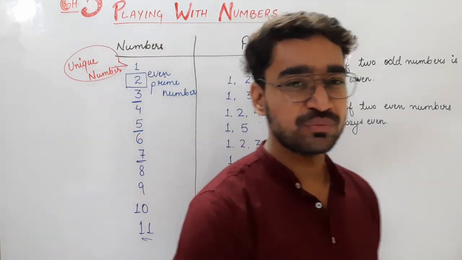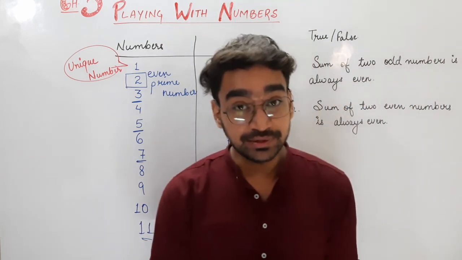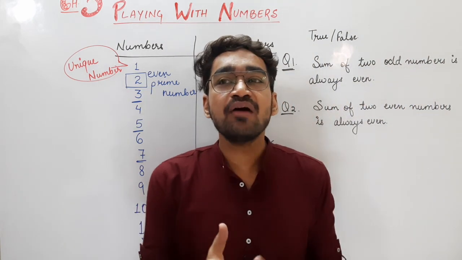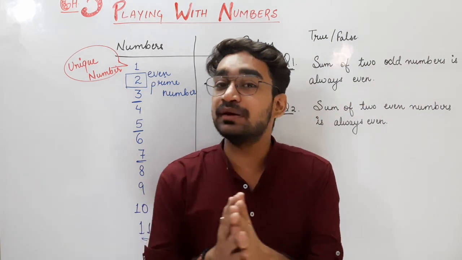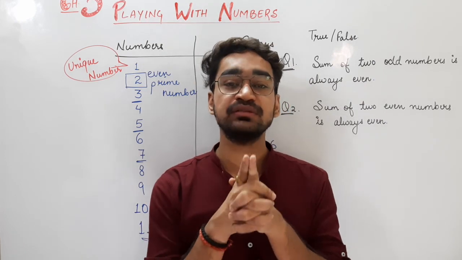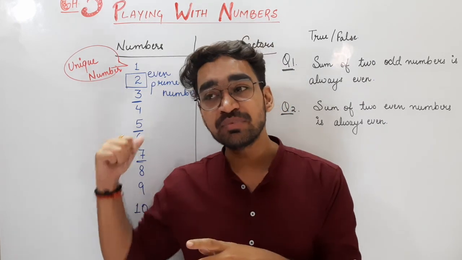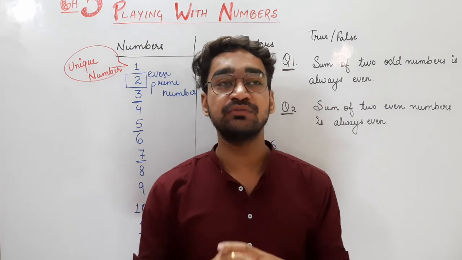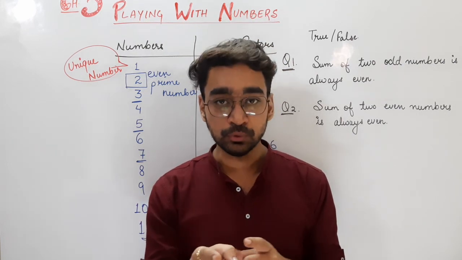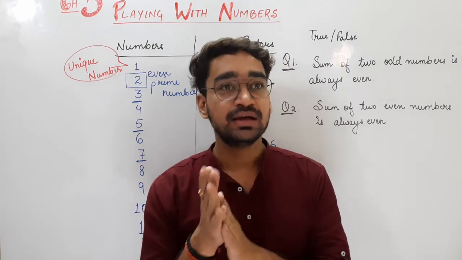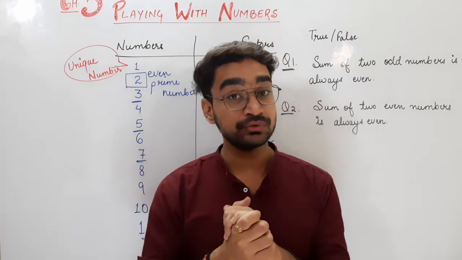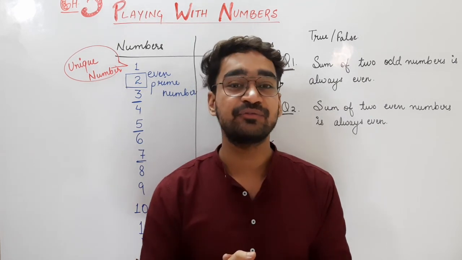So this is a very small question. Just try to do it, and I hope you have understood the very small and easy concept of prime numbers and composite numbers. On the basis of this, try to do worksheet number 3.2 by yourself, and if you have doubts you can ask me through the comment box.